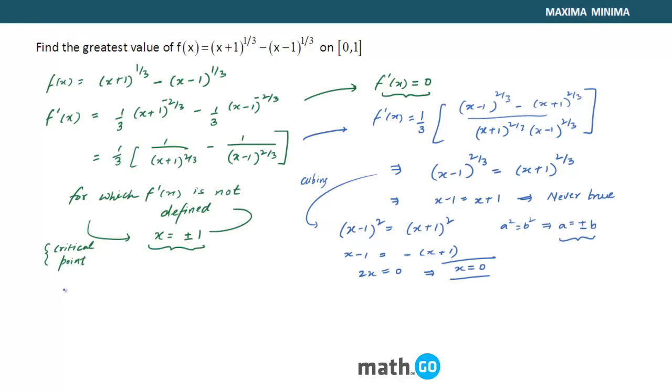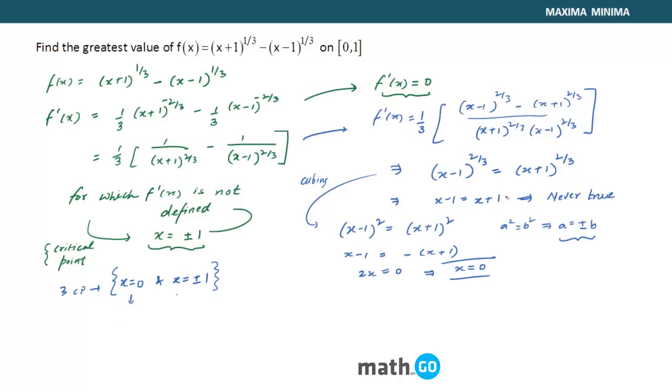So now we have 3 critical points, right? So 3 critical points: x is equal to 0 and x is equal to plus minus 1. So these are the 3 critical points that we have obtained till yet. Now we need to find the greatest value that will be obtained. Okay. So out of these three, we know that x equal to 0 is a point of maxima or minima, right? Because f dash x equal to 0 is coming out.